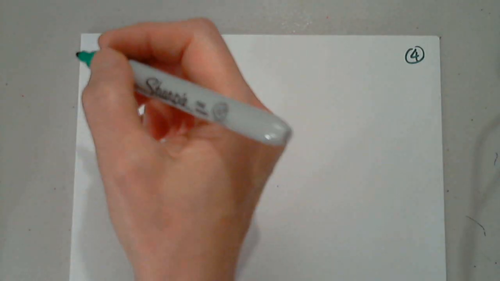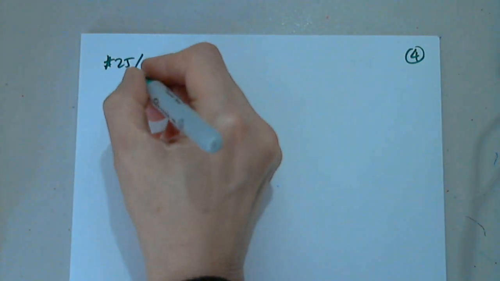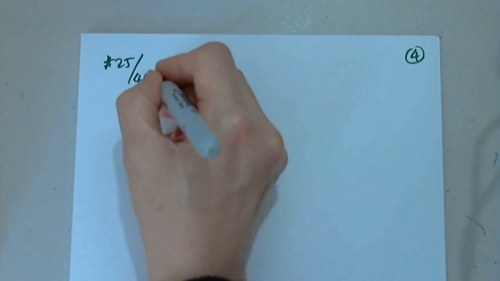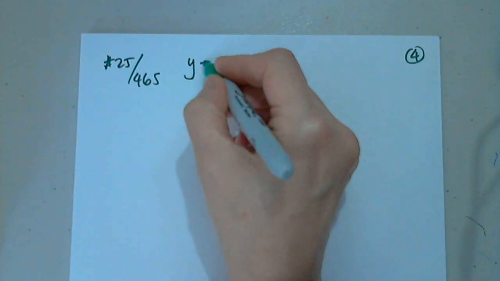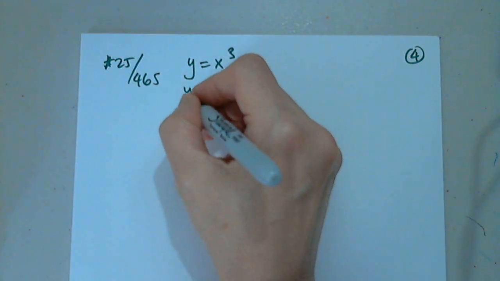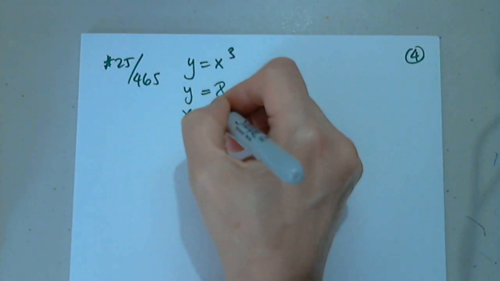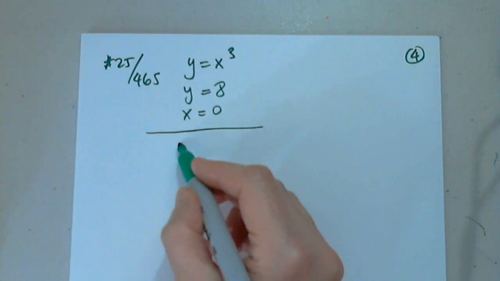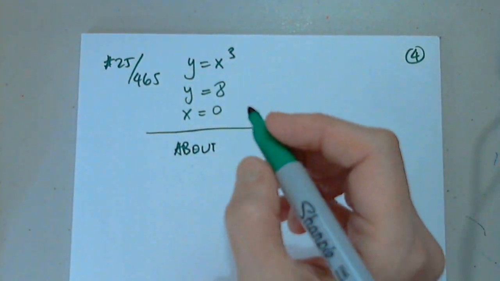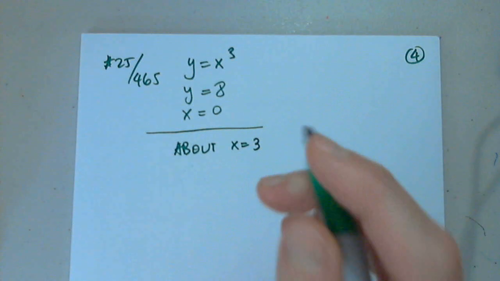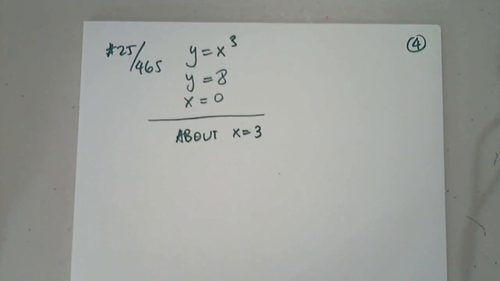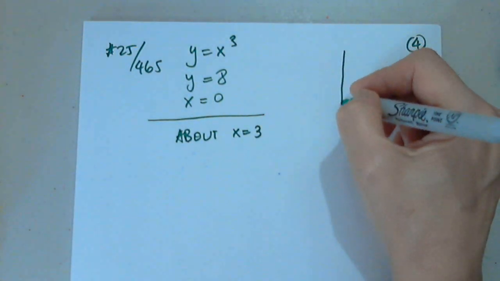And I would like to look at problem 25 on page 465, in which we are given y equals x cubed, y equals 8, x equals 0, and we are rotating about x equals 3. Okay. Good. So let's graph.